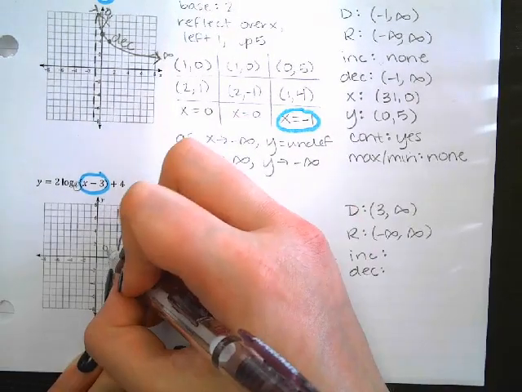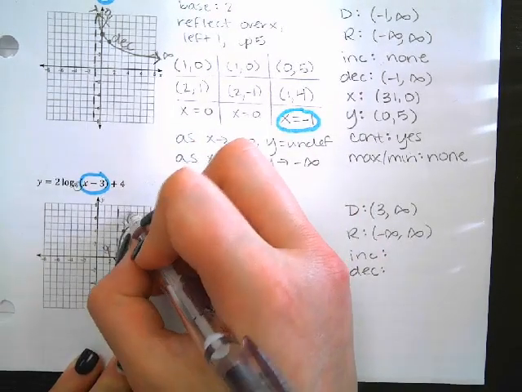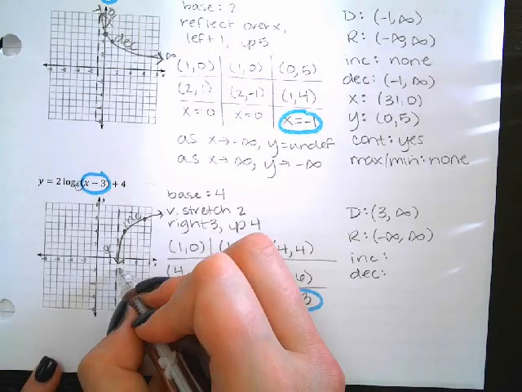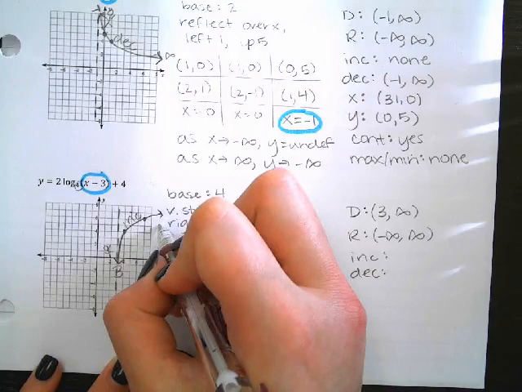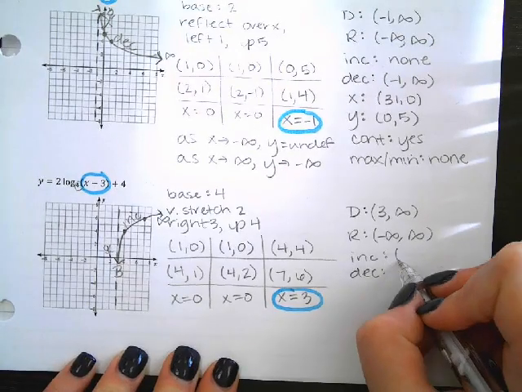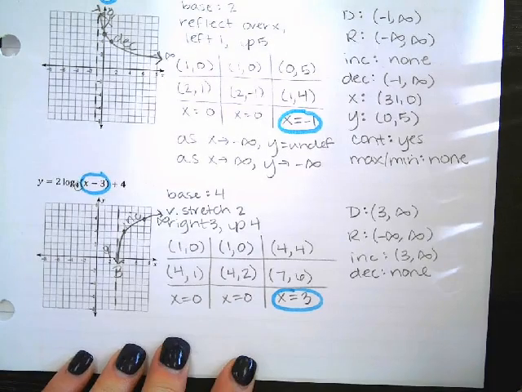If we put a little stick figure, he would be walking uphill, that's increasing. The x-coordinate over here is a 3. The x-coordinate of a right arrow is infinity, so increasing from 3 to infinity, decreasing never.